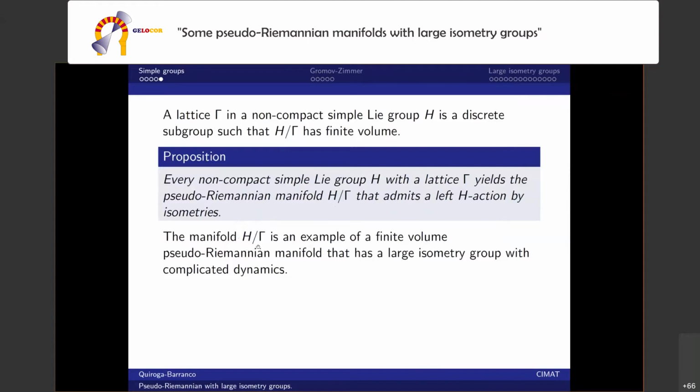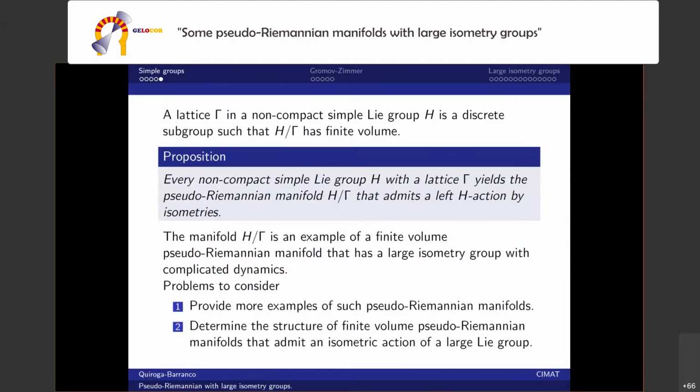In the sense that H mod gamma has finite volume, but still there is a non-compact group acting isometrically on this finite volume manifold. The effect of that is that many of the orbits have to wind around the manifold in a complicated way. Some problems to consider: provide more examples of this kind of pseudo-Riemannian manifolds, and determine the structure of finite volume manifolds with this kind of behavior, with a large isometry group.